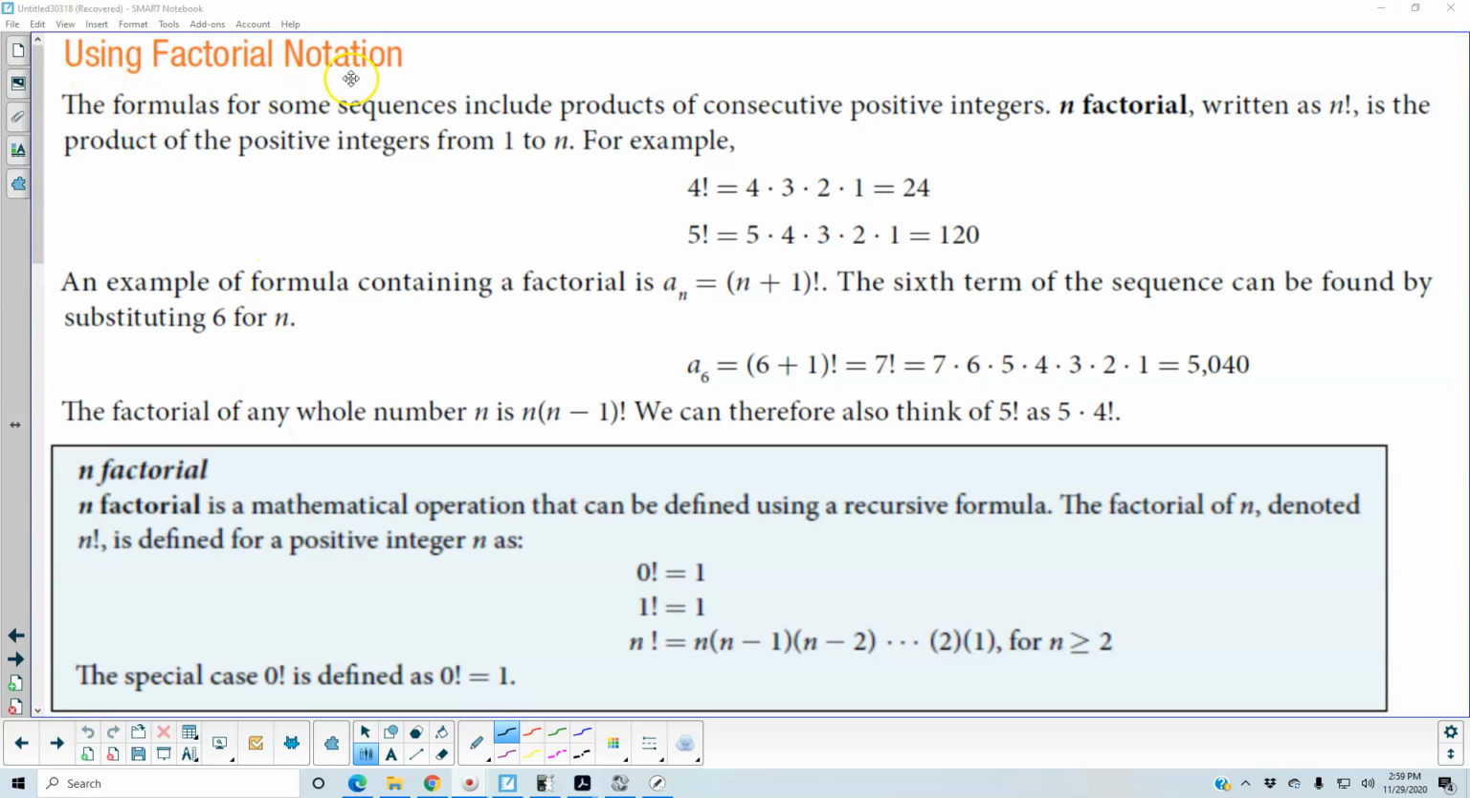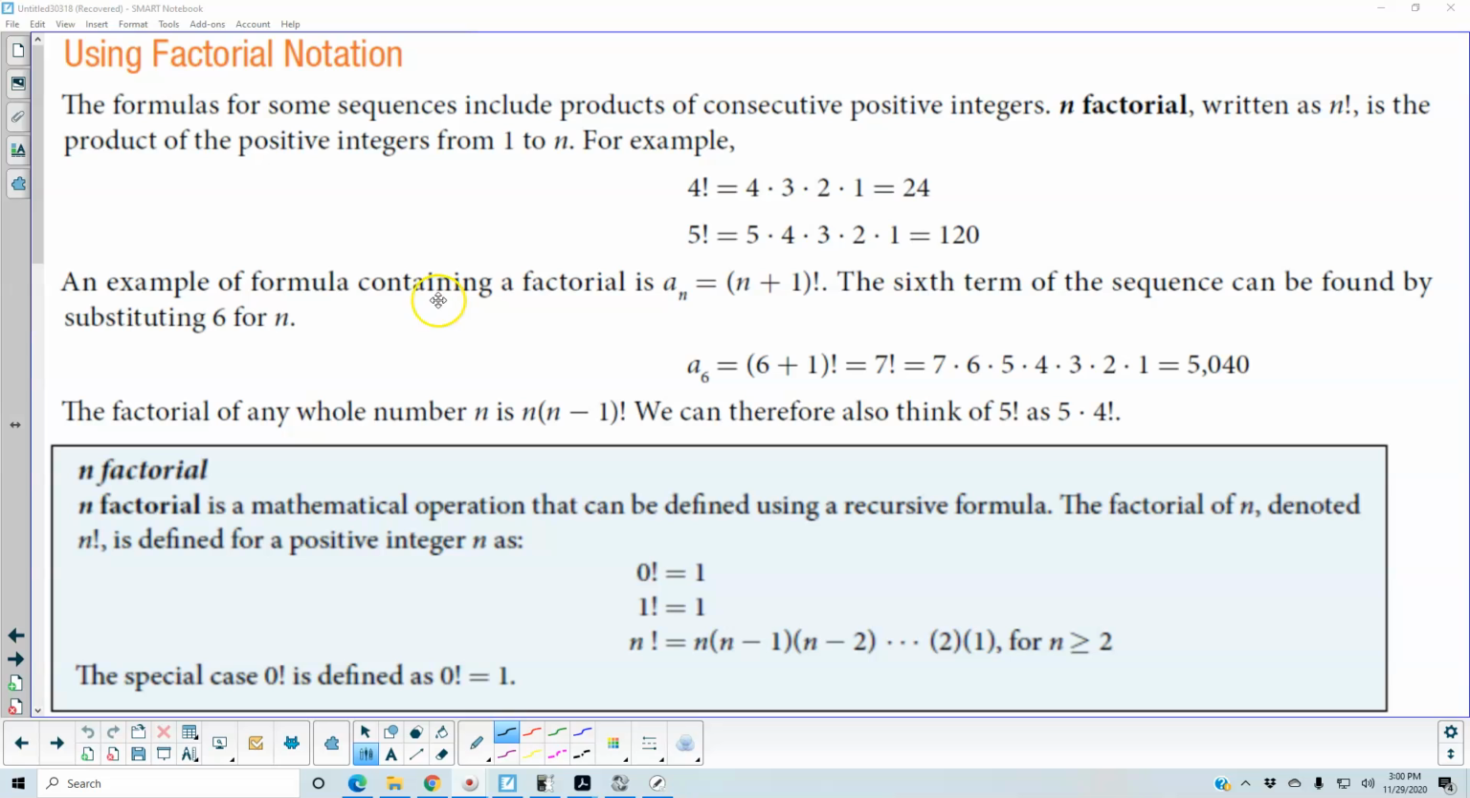Using factorial notation, the formulas for some sequences include products of consecutive positive integers. n factorial, written as n with an exclamation point, is the product of the positive integers from 1 to n. So for example, 4 factorial would be equal to 4 times 3 times 2 times 1. If you multiply all those together, it's going to give you 24. 5 factorial is 5 times 4 times 3 times 2 times 1, which is equal to 120.